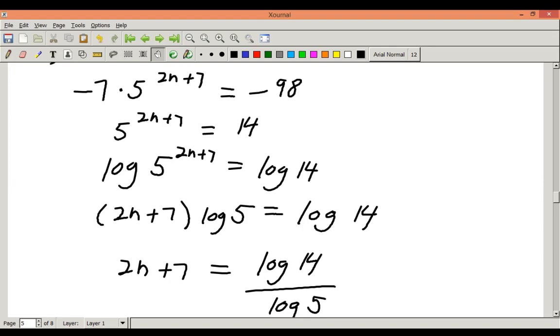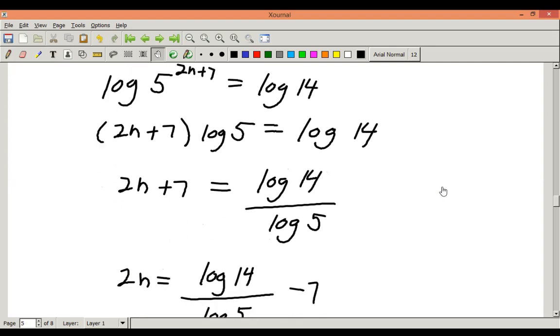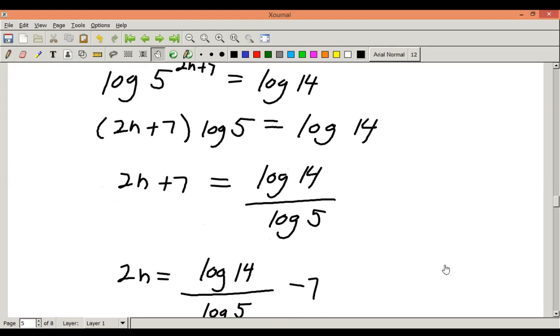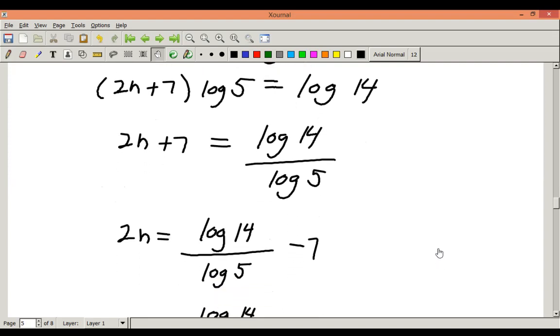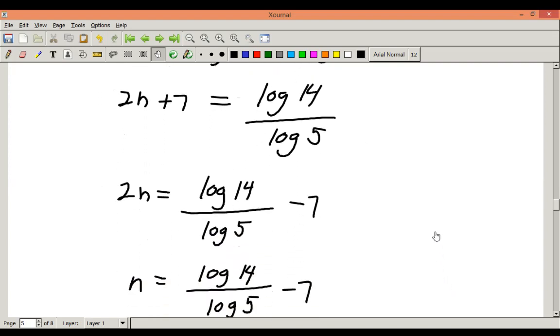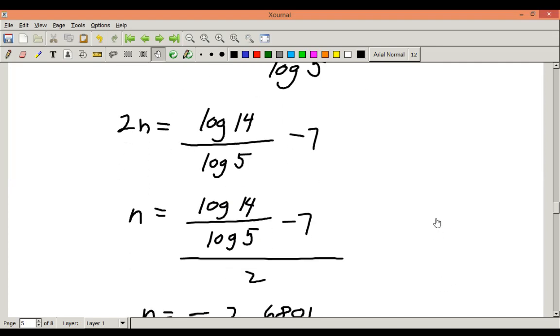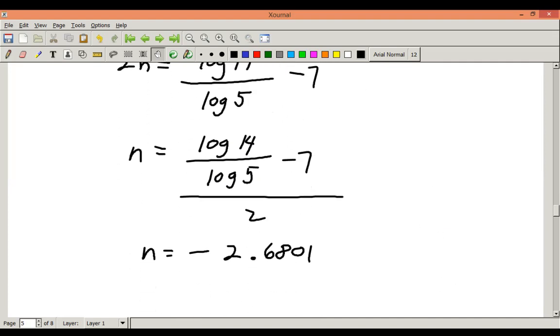And then we've done this a couple times already before. Divide both sides by log of 5 to get the next step, subtract 7 to get the following step, and then go ahead and divide by 2, the entire right side divided by 2. And again, put the numbers in your calculator, piece at a time, not too much. You should get down to n equals negative 2.6801. All right, so that's solving exponential equations.